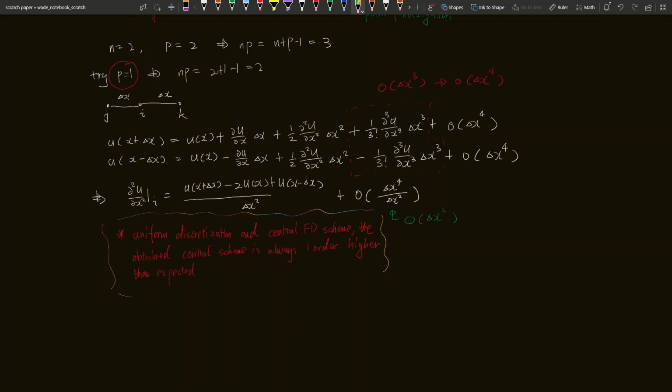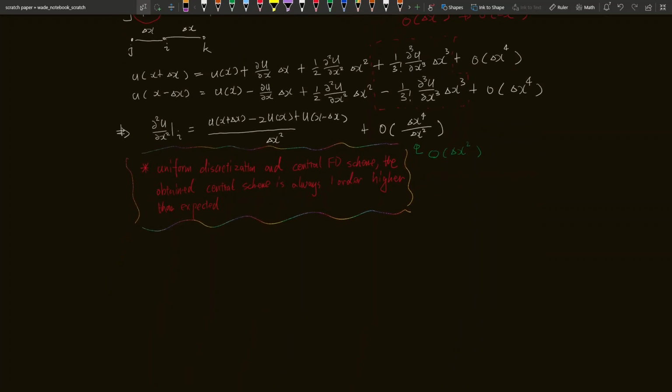So this is a general rule when we're deriving a finite difference scheme. There are some popular finite difference schemes which we frequently encounter in simulations. It's very popular, especially in fluid dynamics and solid mechanics. So we start from the first order derivative.